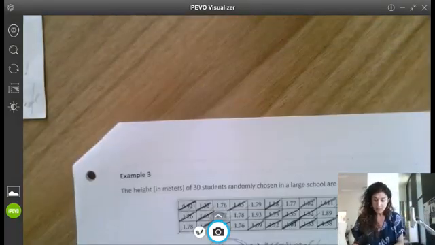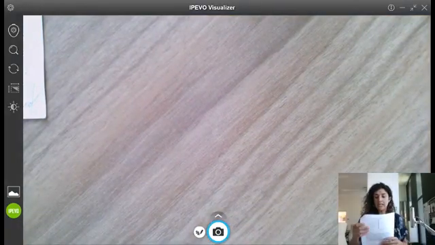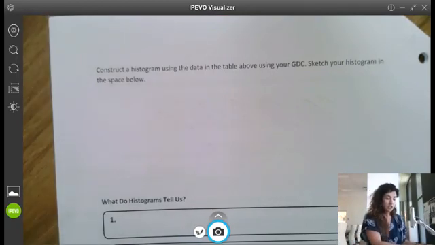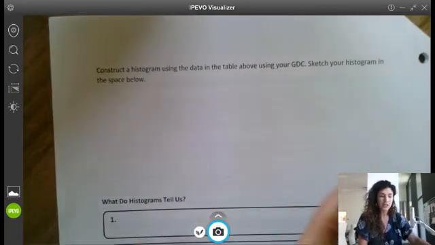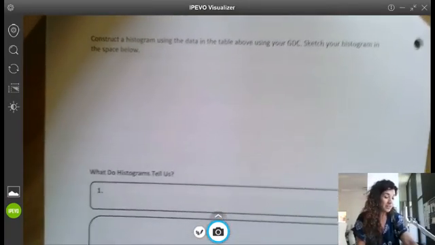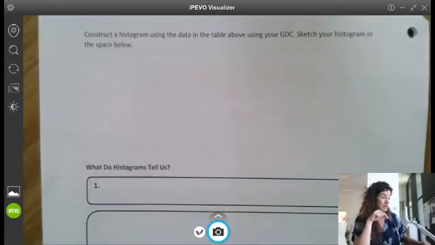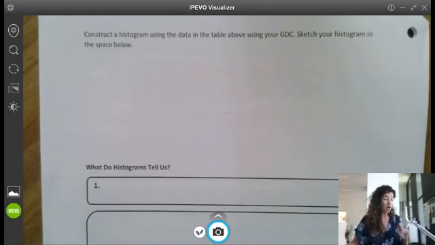So if we flip the page, we are then asked to construct a histogram using the data in the table by using your graphing display calculator. Sketch your histogram in the space below. We are actually not going to use our calculator for this one because you have 110 different points of data, which means you would have to input all 110 of those data points into your calculator, and that's a lot. I'm going to do it with one of your later tables and show you how to use your graphing calculator to make a histogram. We're just not going to do it with this one, but we are going to make a histogram.